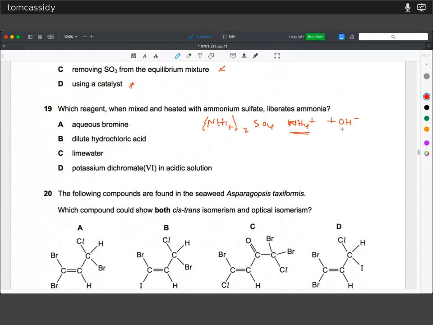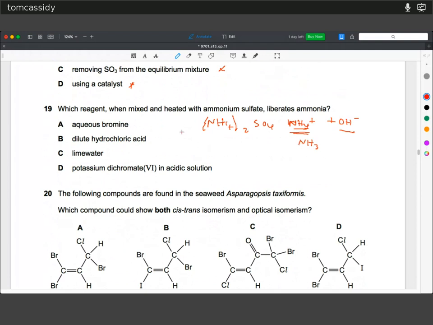And the principle here is that a strong base will displace a weak base. So add sodium hydroxide, and instead of having the ammonium ion, you get displaced ammonia gas. And you can test for that. So this is the background to this question: the test for the ammonium ion. Add normally sodium hydroxide, and you get ammonia gas given off, which is quite distinctive.